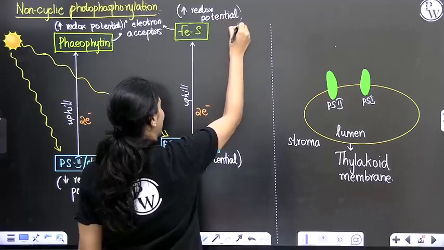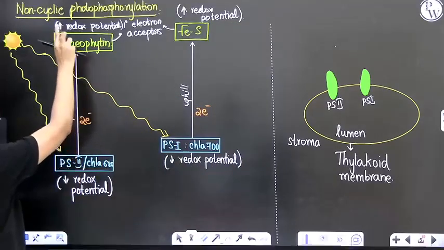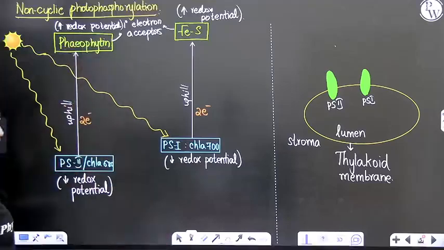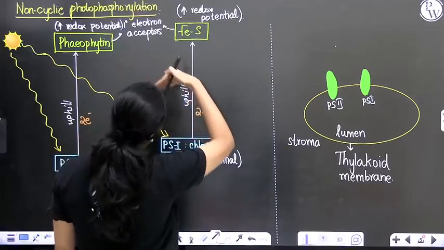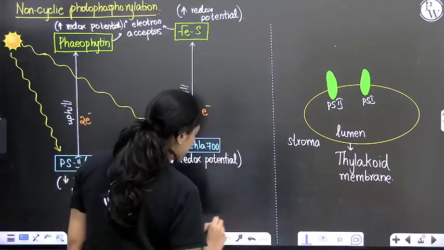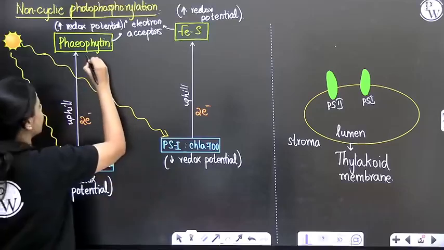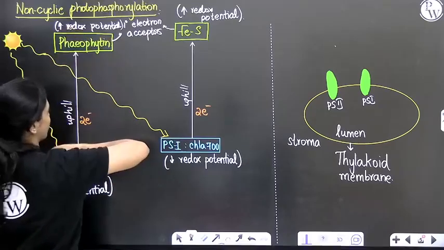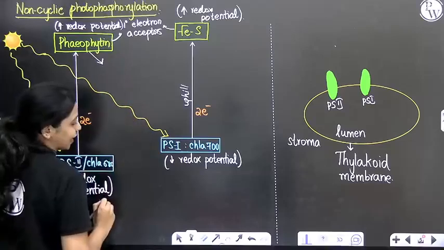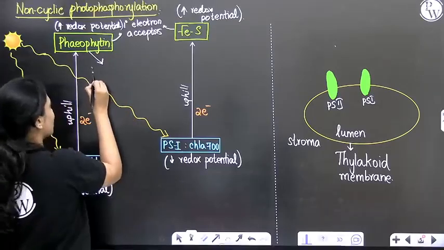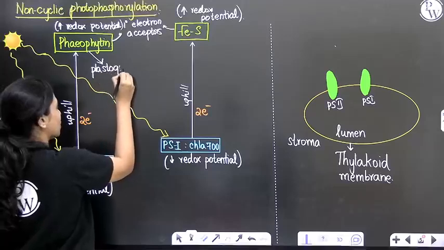Now let's see what happens first to this electron that has been captured by Photolysis. Now this Photolysis will transfer that electron to a series of electron carriers. Which are those electron carriers? Let's see. The first one obviously is pheophytin. Pheophytin will transfer that electron to a molecule called plastoquinone.